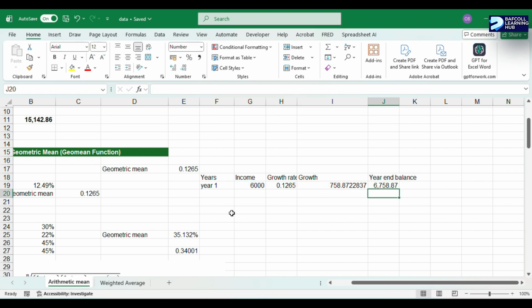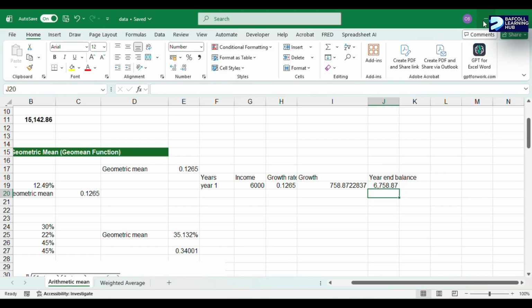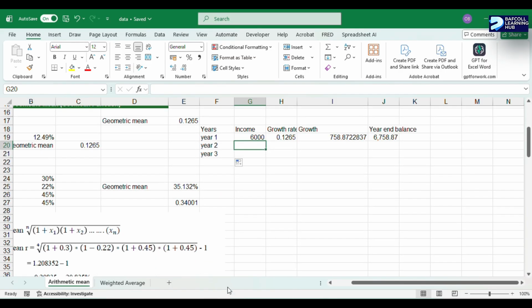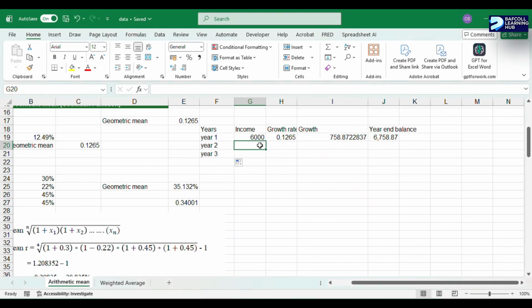Now you can also go ahead and compute for year two. The income for year two will be this. As you can see over here, the income for year two will be the 6,000 plus the growth that has accrued on the money. So in year two, the income will begin with year one's end balance.